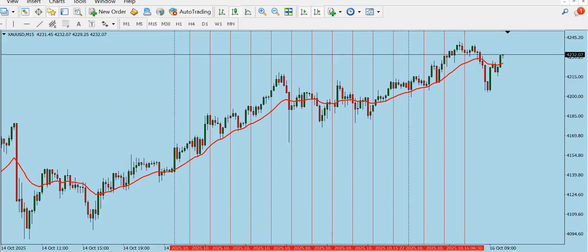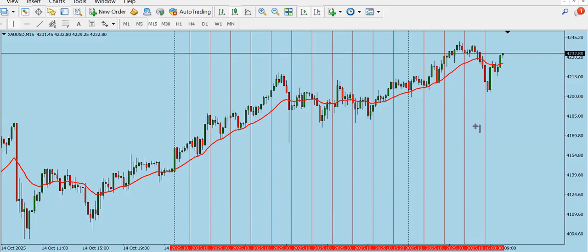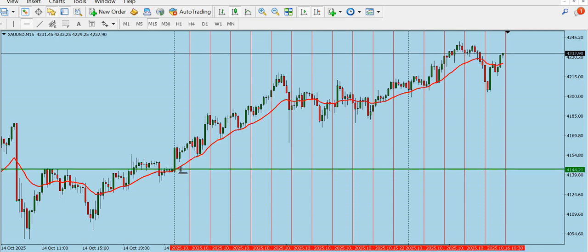Next one will be 6:30 for 15 minutes time frame. The next one will be 8:30. The next one will be 10:30. Okay, so just like how I explained for the 1 minute and the 5 minutes, it's still the same procedure for 15 minutes.